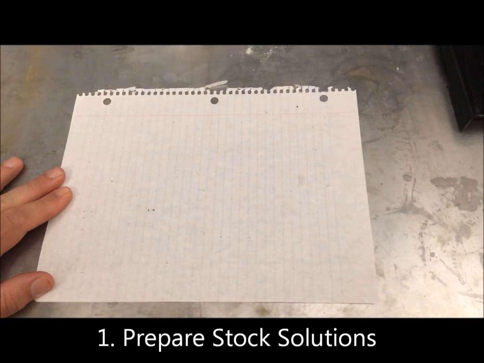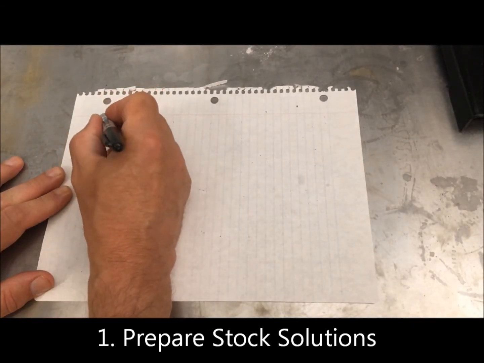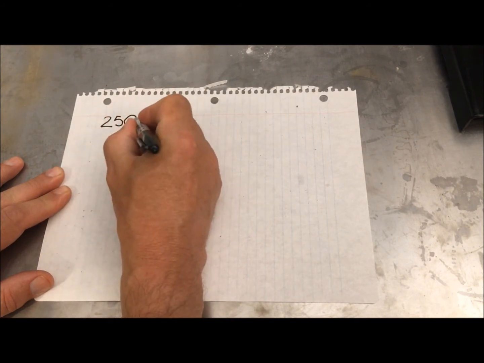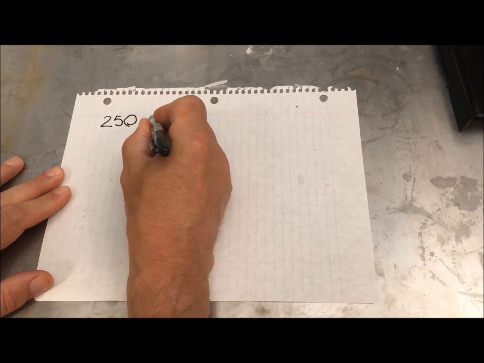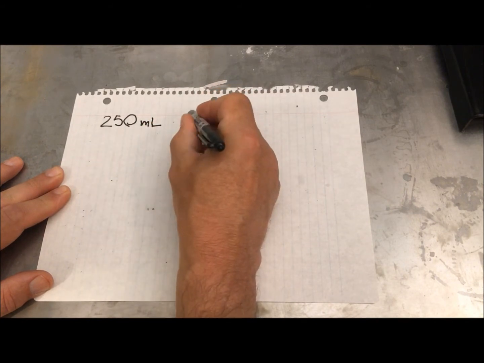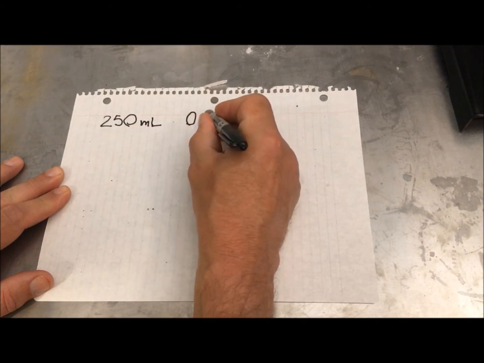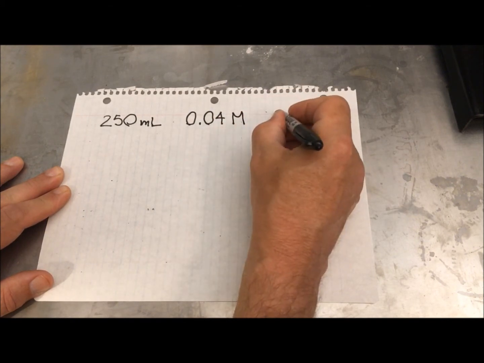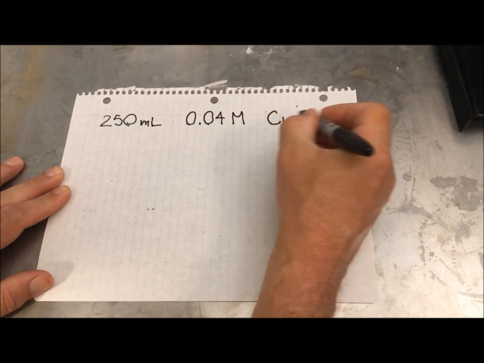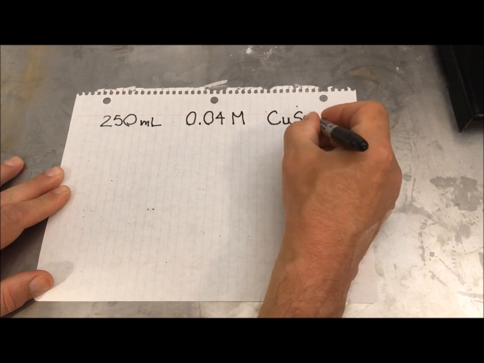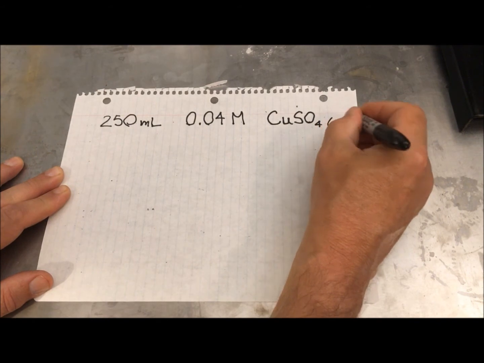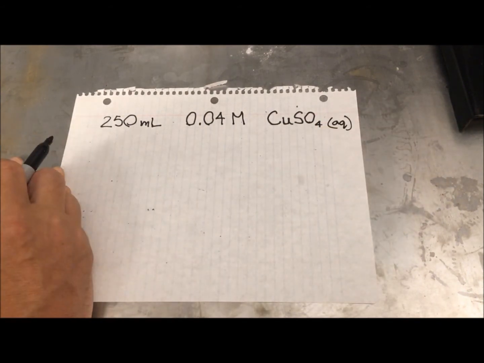Okie dokie, so we'll start with making our stock solutions. Now, you could make stock solutions with all the reagents, but the ascorbic acid and povidone can just be added dry and dissolved in the reaction mixture, so we'll just do the copper sulfate. We're going to make 250 mils of a 0.04 molar solution.